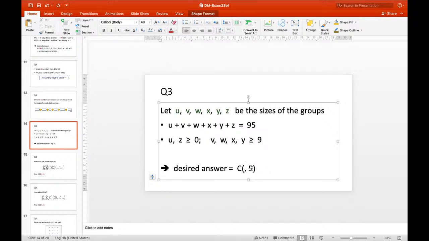We have 95 numbers in total, and we are taking away 36. So how many do we have? We should have 59 numbers. Is that correct? 59. Okay. But then 59 numbers plus 1, 2, 3, 4, 5, so it should be 64. Sorry.